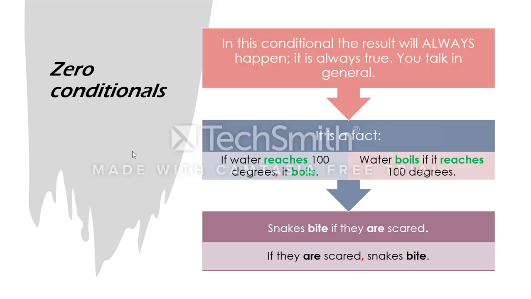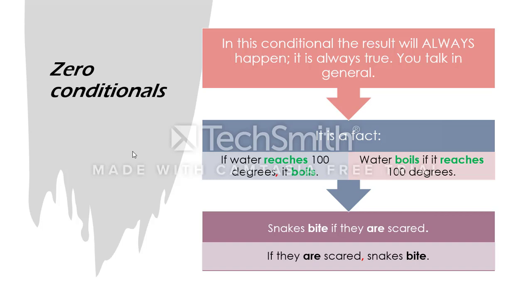Let's revise a little bit about the 0 conditionals. In this conditional, the result will always happen. It is always true, and you talk in general. In general, it is a fact. So I can say, if water reaches 100 degrees, it boils, or water boils if it reaches 100 degrees. Let's see another example. Snakes bite if they are scared. If they are scared, snakes bite.